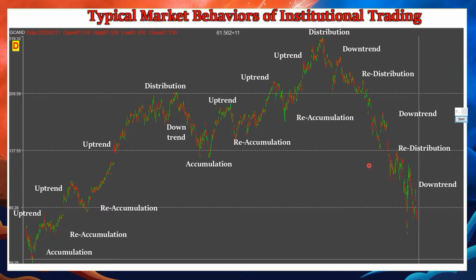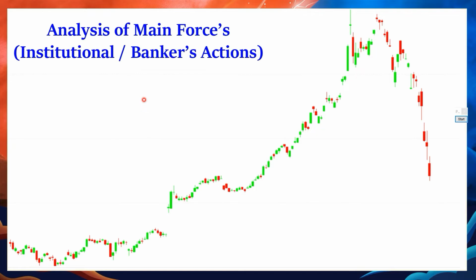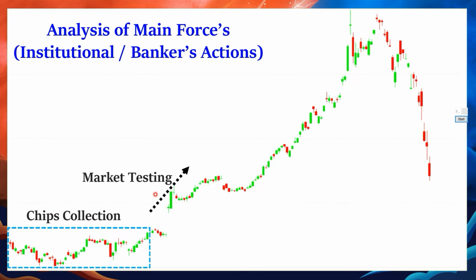Now, we need to be careful, right? Before you proceed further, this is a little bit of a snapshot of a specific zone. Now, we'll use this to analyze the main forces. Sometimes we call them institutional, sometimes banker action, or we may even call them big boys. Now, on a smaller scale, at the accumulation area, we may also call them chips collection. When there's an uptrend, we may also call it a market testing phase.